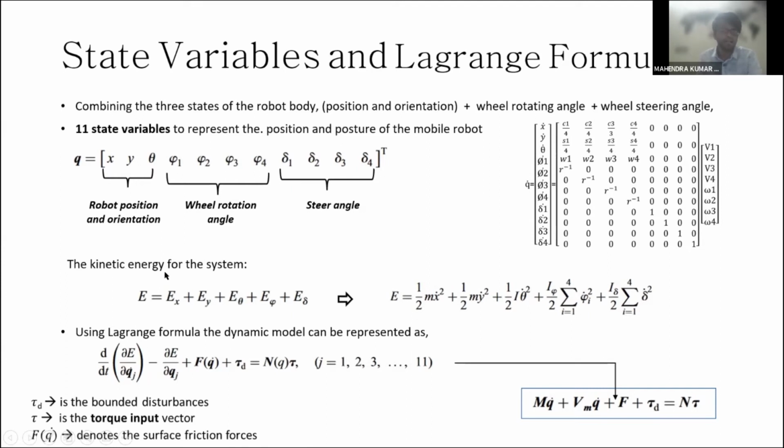Now the kinetic energy of the system can be represented by Ex, Ey, E theta, E psi and E delta, which means the kinetic energy in the x direction, y direction. E theta represents the kinetic energy due to rotation of the system, and this represents the kinetic energy of each individual wheel. In this way, we have derived the kinematic and dynamic model of the robot, and this is the kinematic state variable, and this is the representation of the robot in the dynamic environment.